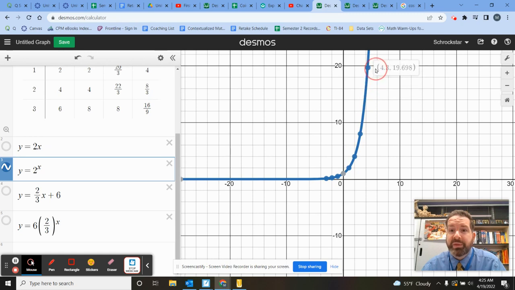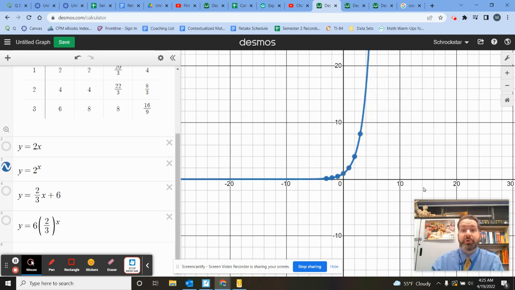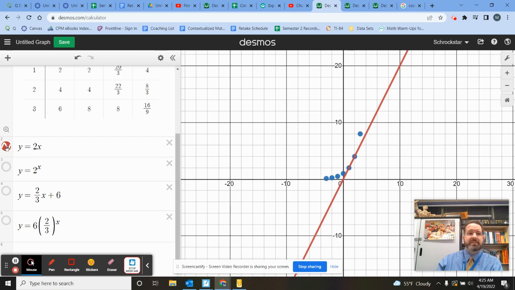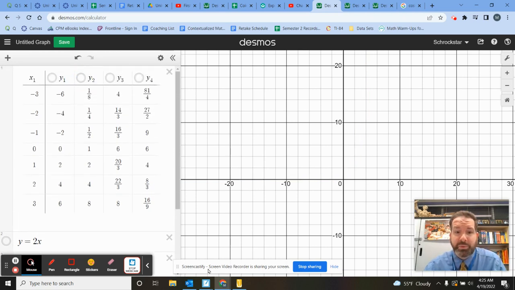This is an example of something we're going to call later on exponential growth. But straight line when it was 2 times x, curved graph when it was 2 to the power of x. Okay, let's go again here.